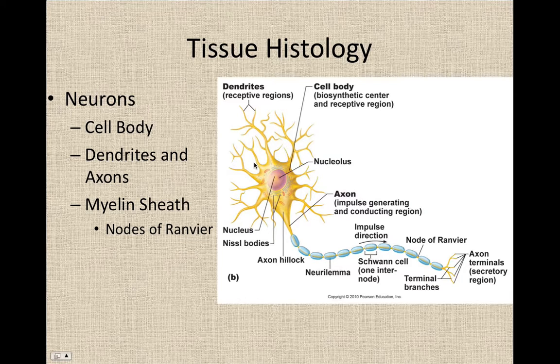You might only have a receptive region that is going to measure a pressure change or a temperature change, and so you don't need quite as many dendrites, but you have to have very specialized, specific receptive regions.